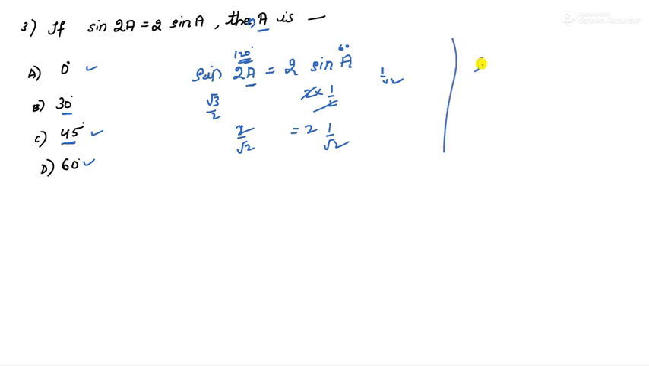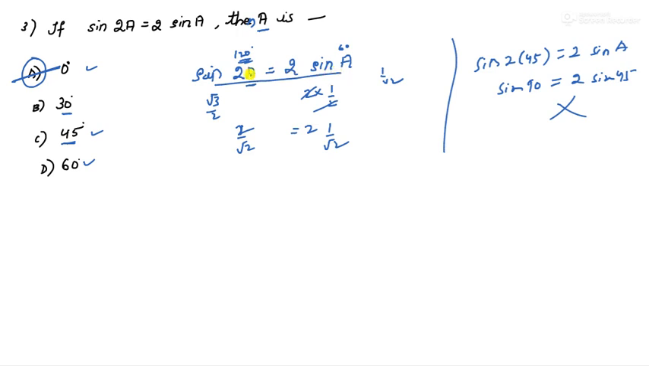So let me write it here. Sine of 2 into 45 equals 2 into sine 45. So sine of this becomes sine 90, and this becomes 2 sine 45. This can't be equal, right? So only one option satisfies the condition, that is option A. Because whenever we put the value of A in these two equations, both LHS and RHS become equal. So this is the right answer. Sometimes you have to substitute and check which one satisfies the given condition. Got it?